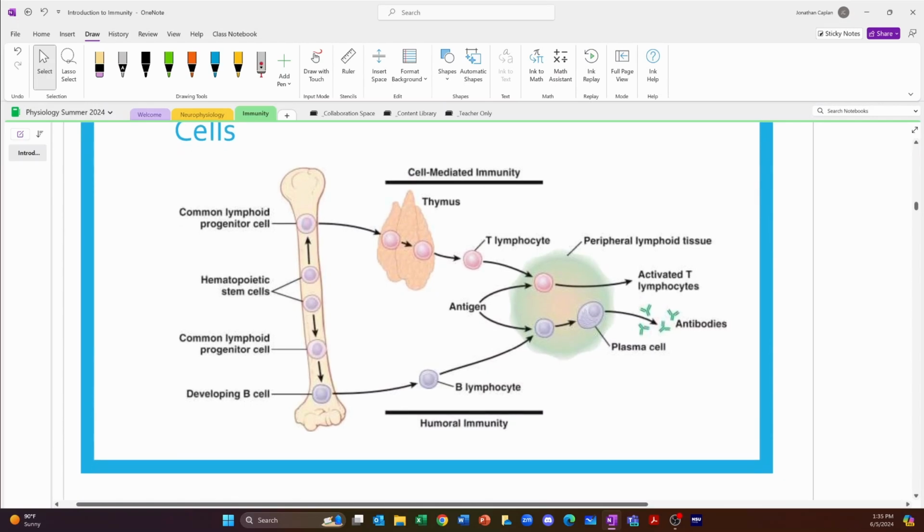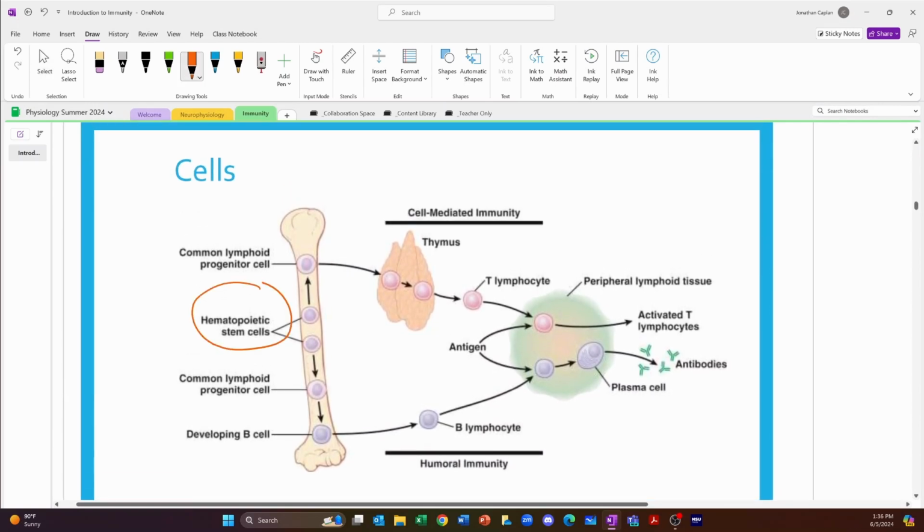Cells, they all come from the same precursors inside the bone. If it goes to the thymus gland, it becomes a T lymphocyte. If those stayed in the bone, they developed into a B cell, because it comes from the bone. So B cells come from the bone, T cells mature in the thymus gland. Easy to remember those two things.